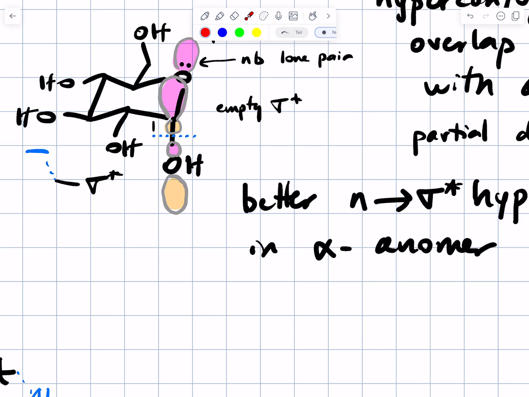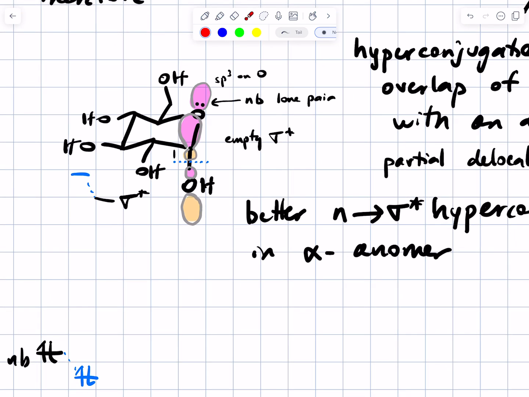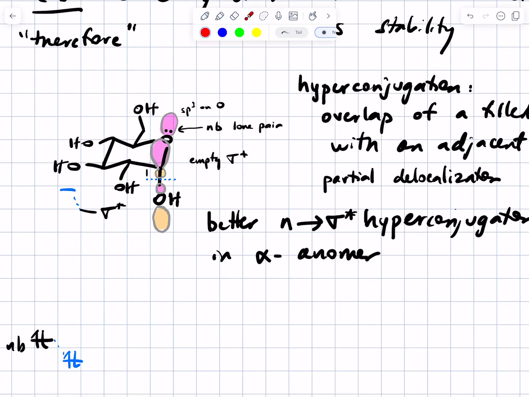Okay, what else? Okay, yeah, go ahead. What does the N stand for? N stands for non-bonding lone pair. Okay, what else?